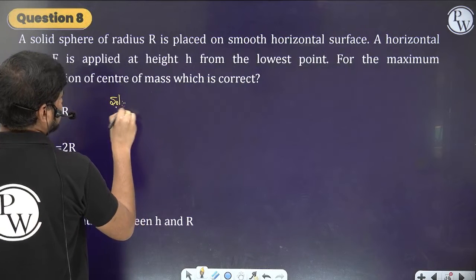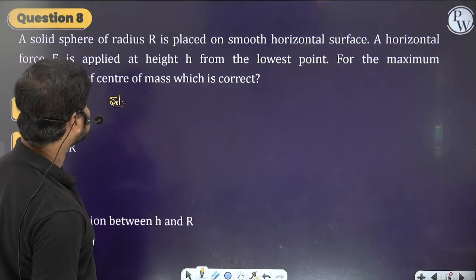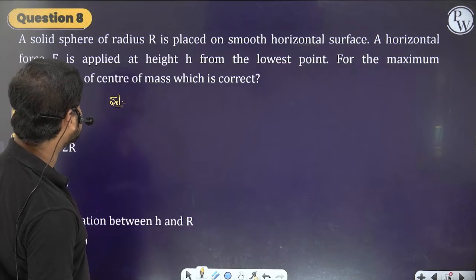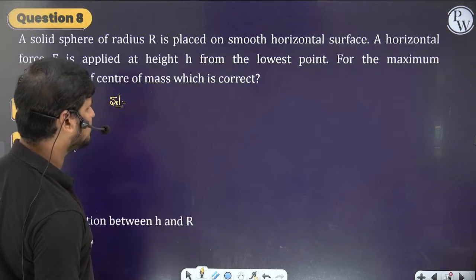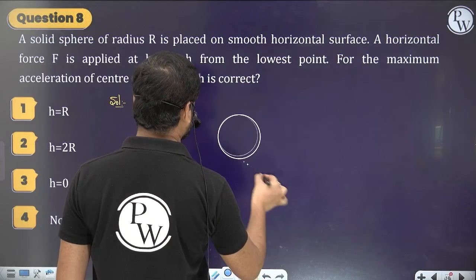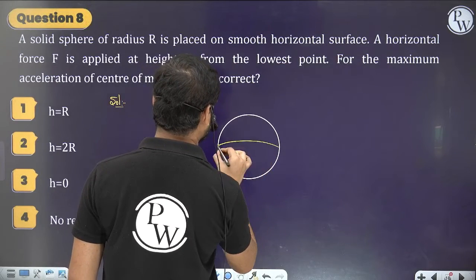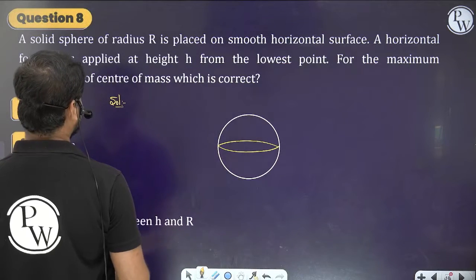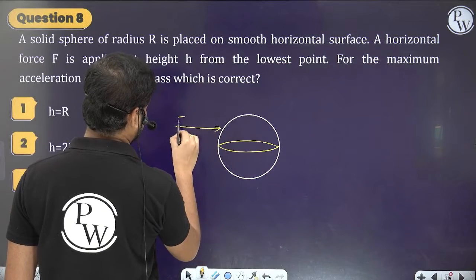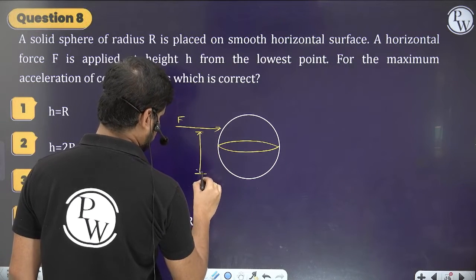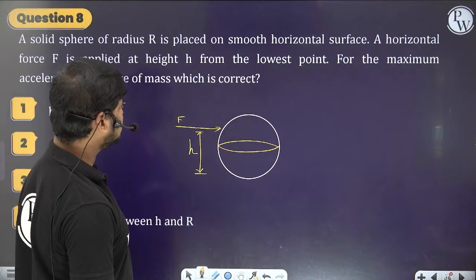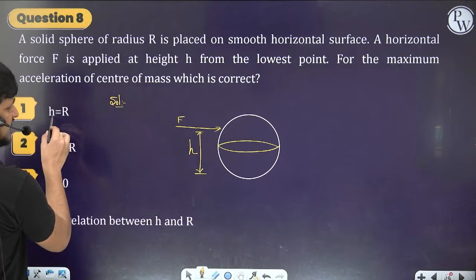So what does the question say? See here. A solid sphere of radius R is placed on a smooth horizontal surface. A horizontal force F is applied at a height H from the lowest point. So this is a solid sphere. Consider this is a sphere, a solid sphere. Then a force F is applied at a height H from the lowest point. So here let's suppose some force F is applied at a height H from the lowest point. Then for maximum acceleration of the center of mass, which is correct for H, where it should be applied?